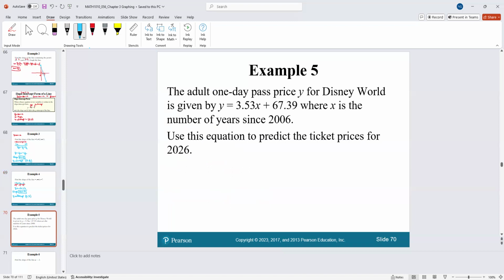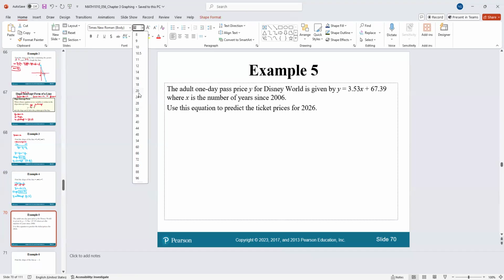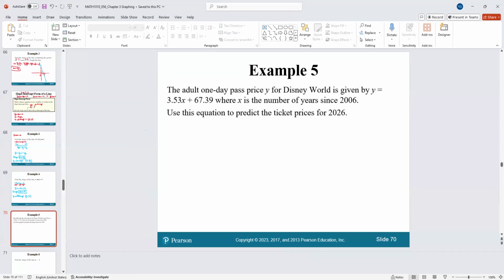Now, interpreting the slope in real exercises. How would you interpret the slope-intercept form? Look at these examples. They tell you that the adult one-day pass price y for Disney World is given by an equation. I'm gonna make it smaller so we have enough space. I apologize for this. But look, we have y equals 3.53x plus 67.39, the equation that gives you the adult one-day pass price.